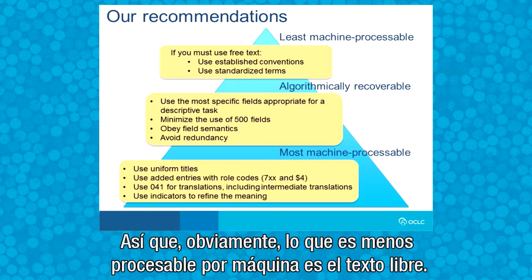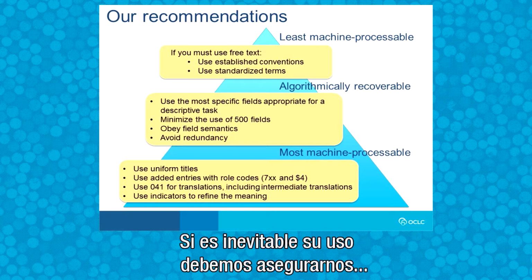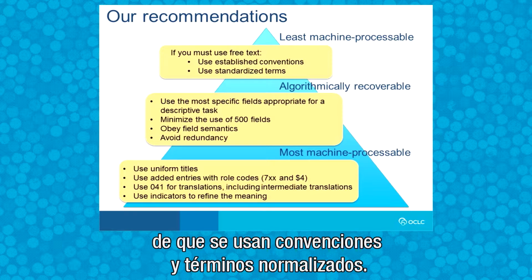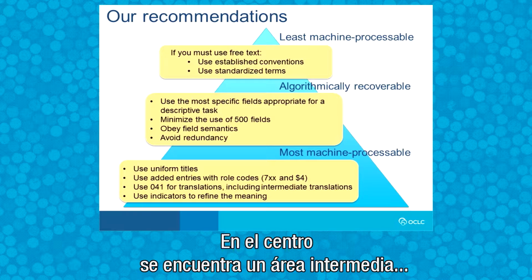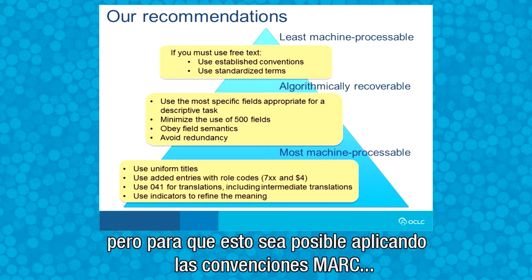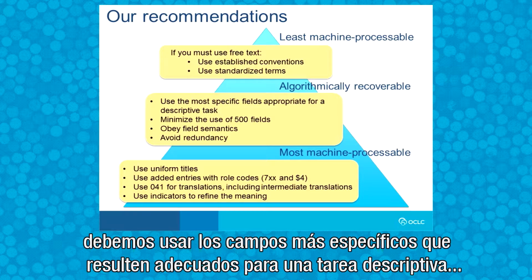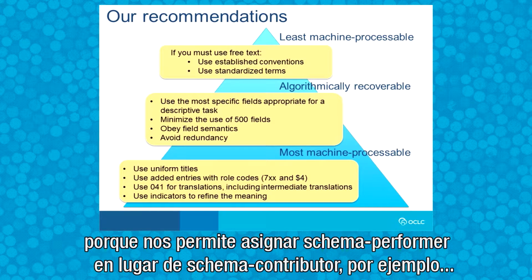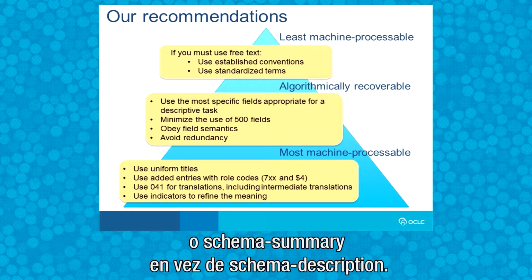So obviously what is least machine processable is free text, but if you have to use it, make sure that you use standardized conventions and terms. In the middle ground, there's this gray area where there are things that are algorithmically recoverable, but in order to do that, again, using the MARC conventions to say that the most specific fields appropriate for a descriptive task help immensely, because that enables us to assign schema:performer rather than schema:contributor, for example, or schema:summary instead of schema:description.